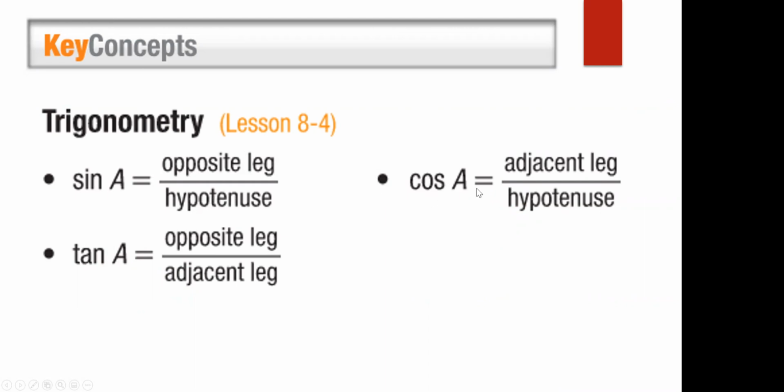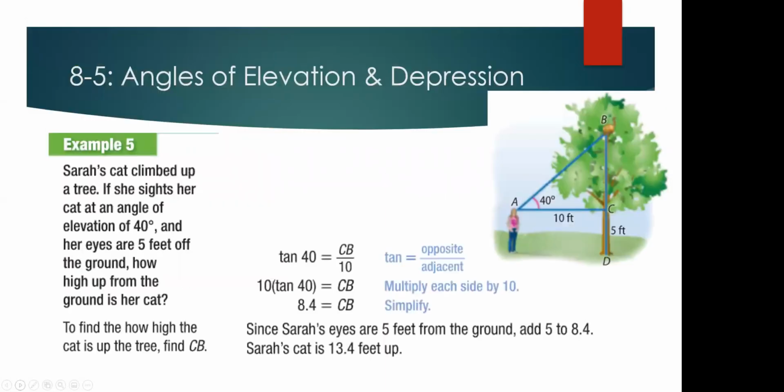And then you can use cosine if you have an angle and you know the length of the adjacent leg and the hypotenuse side. And then you would use the tangent if you knew the length of the opposite leg and the length of the adjacent leg.